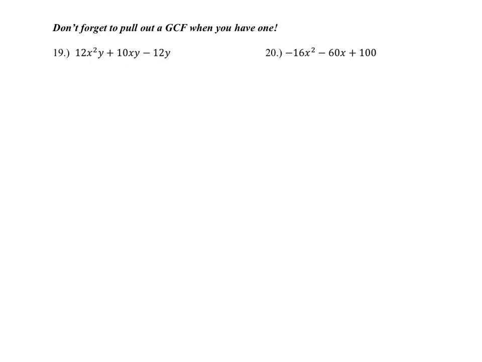So I'm going to start this problem off by pulling out a 2y, all right? So I pull out the 2y. When I pull out the 2y, I'm left with 6x squared plus 5x minus 6. Now, the thing I am now trying to factor into binomials is this, 6x squared plus 5x minus 6.